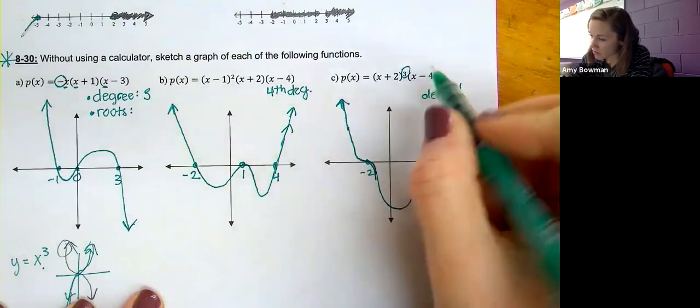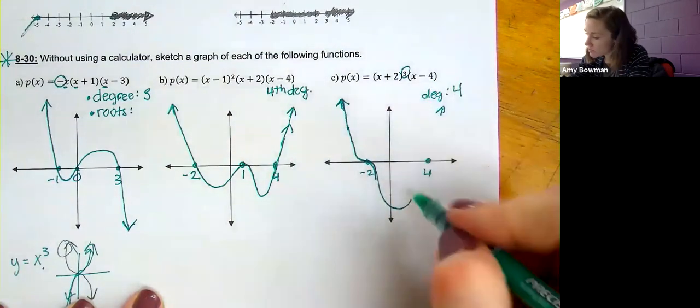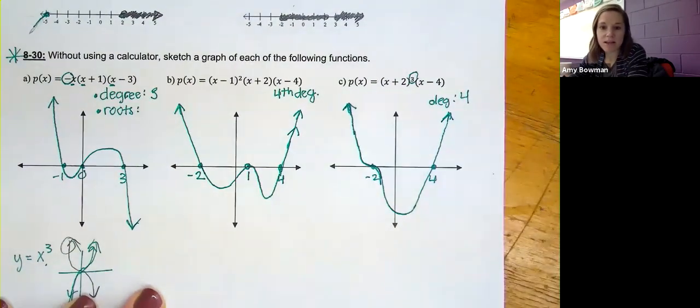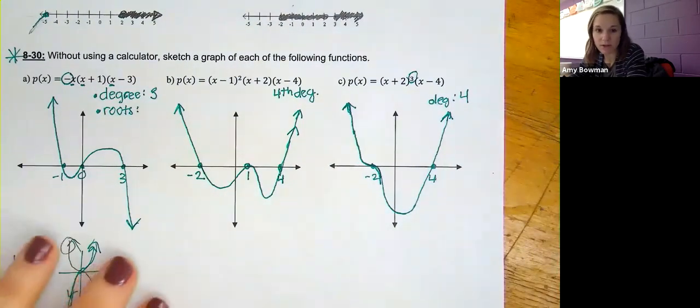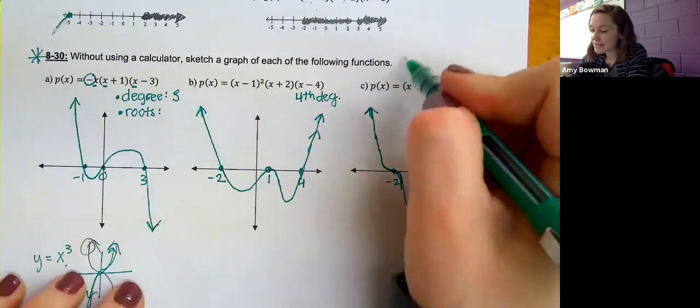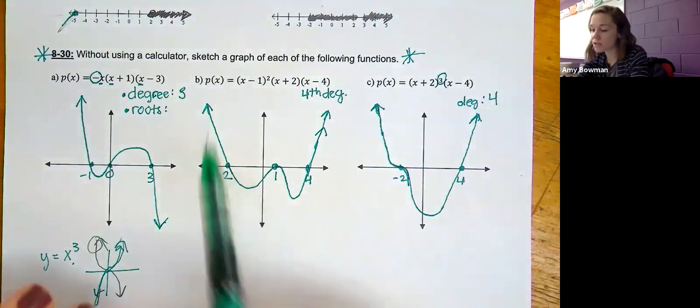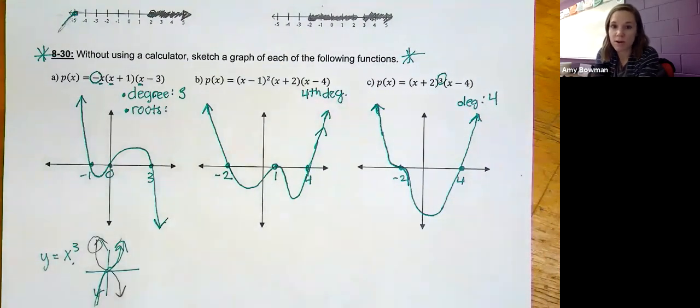And then x minus 4 is just a linear root, so I know it's just going to cross through that one. So that is what a sketch of this graph would look like. All right, so like I said, this final problem, number 830, is kind of like my goal for you guys, that you could look at a factored form of a polynomial and sketch a graph of that.